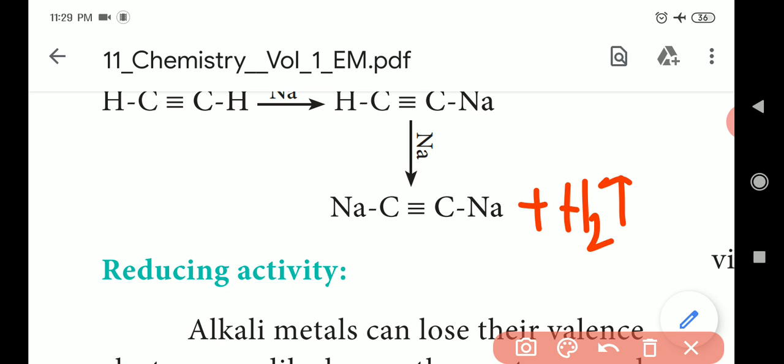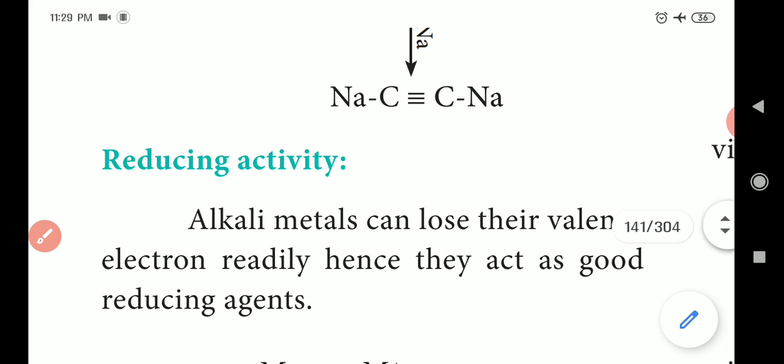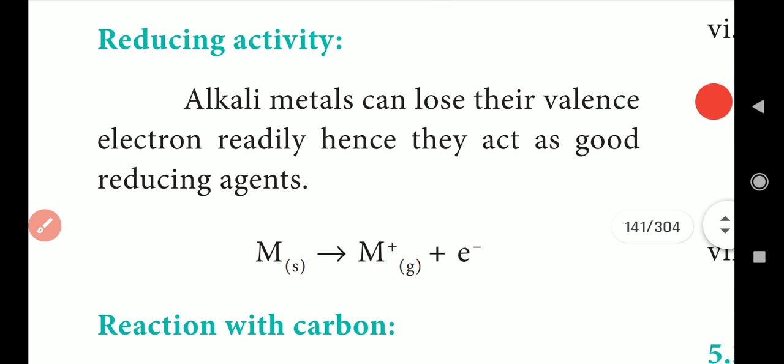Next we discuss the reducing activity. Alkali metals can lose their valence electron readily, hence they act as good reducing agents. Please note that the reducing property of alkali metals increases as we move down the group.